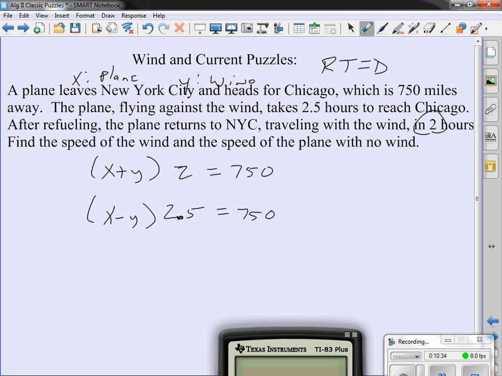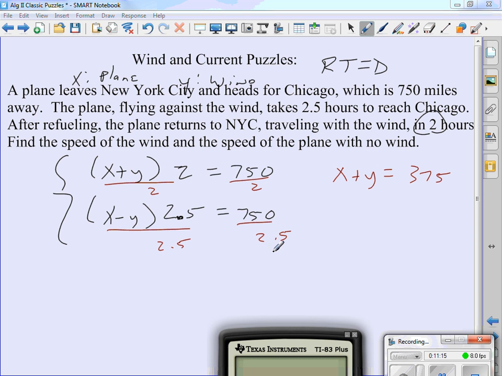I can make these problems a lot easier to solve. What can I do here for this first one to make it easier? Don't distribute. What is this 2 doing to this? So how can I get rid of it? Divide. x plus y equals, what's 750 divided by 2? 375. What can I do on this one to make it easier? Divide by 2.5. 750 divided by 2.5 is 300. So now it becomes x plus y equals 375. x minus y is 300.